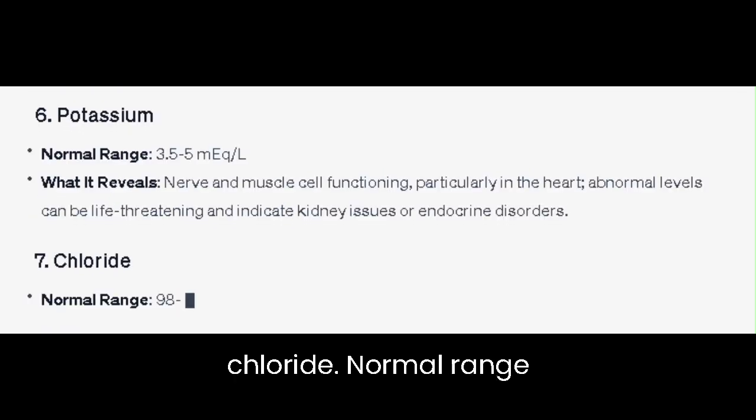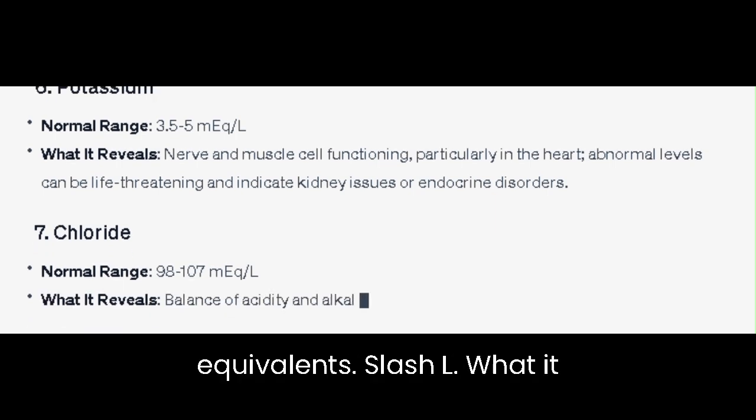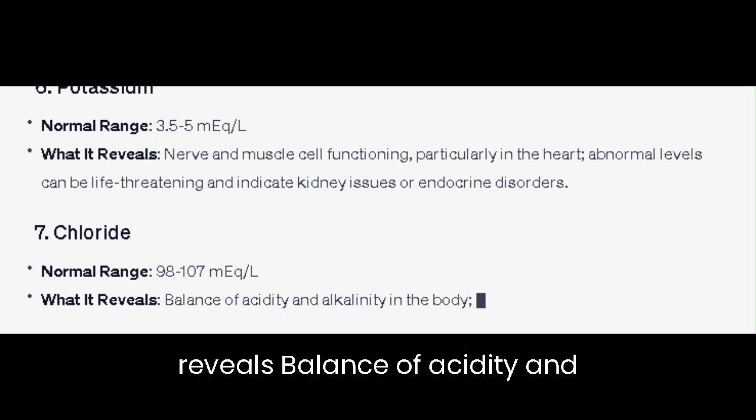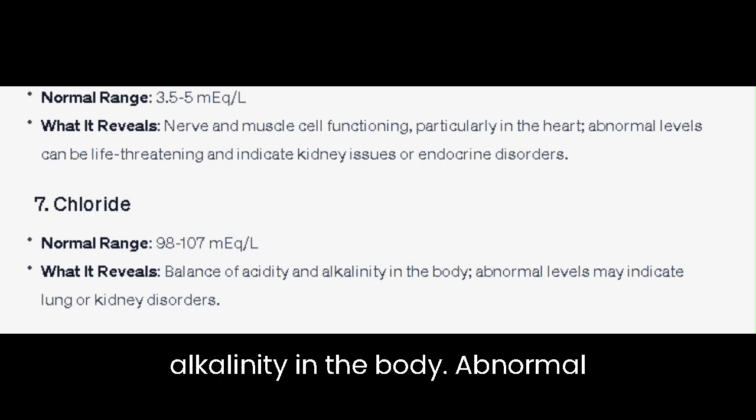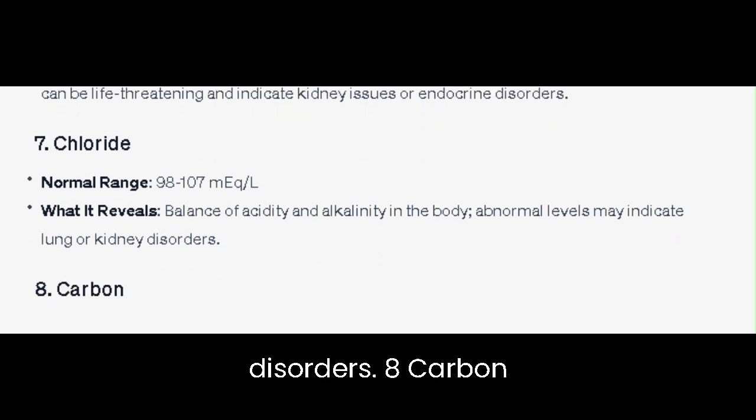7. Chloride. Normal range, 98 to 107 milliequivalents per liter. What it reveals: balance of acidity and alkalinity in the body. Abnormal levels may indicate lung or kidney disorders.